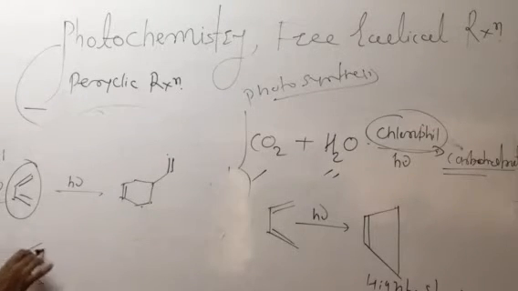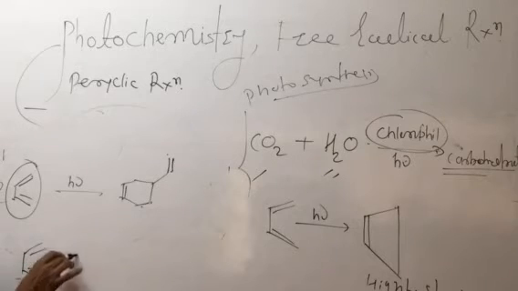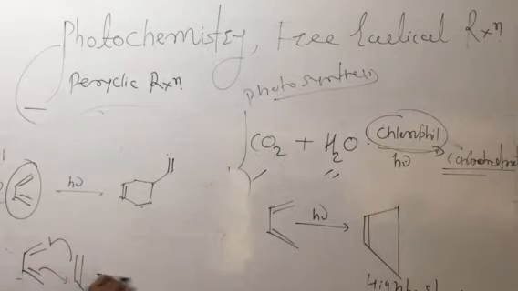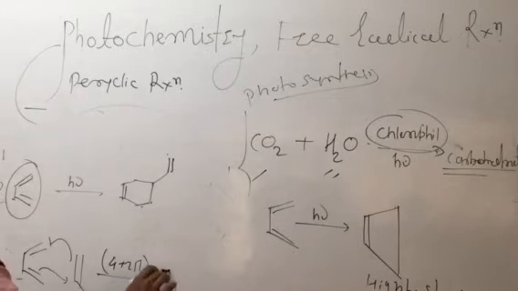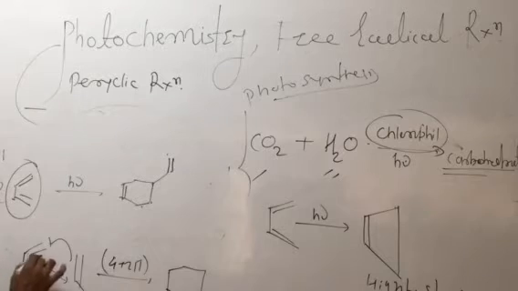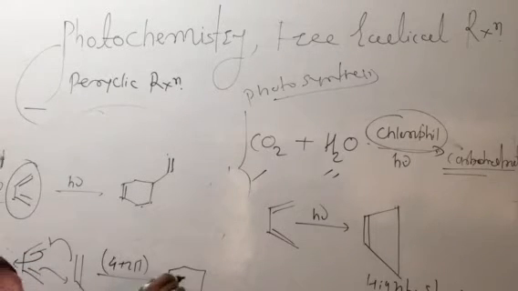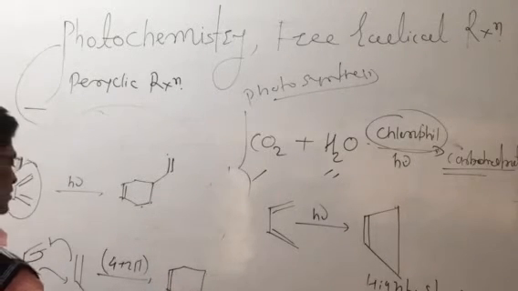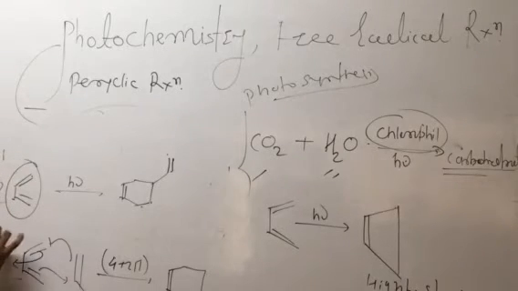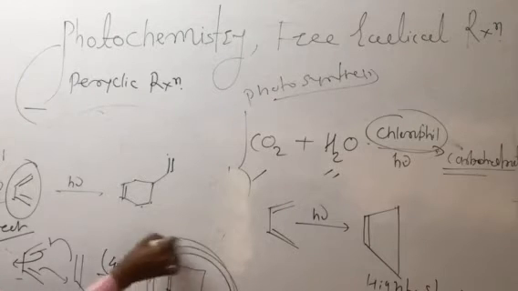So how does the mechanism take place? A 4 plus 2 cycloaddition reaction takes place, then this bond breaks and again a compound is formed. This is the mechanism of this reaction. Butadiene is converted into cyclohexene, a derivative of cyclohexene.